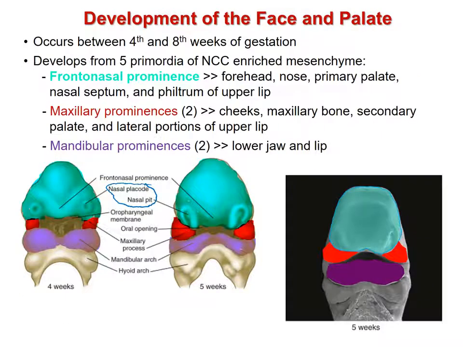In this colorized version, note that the frontal nasal prominence will give rise to the forehead, nose, primary palate, nasal septum, and philtrum with that depressed groove in the midline of the upper lip. The maxillary prominences will give rise to the cheeks, maxillary bone, the secondary palate, and the lateral portions of the upper lip. The mandibular prominences give rise to the lower jaw and lip. Also note that within the frontal nasal prominence there appear bilateral nasal placodes that become the future nostrils, as shown in the next slide.